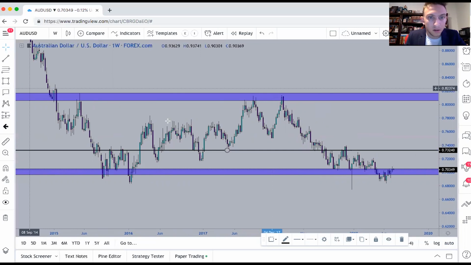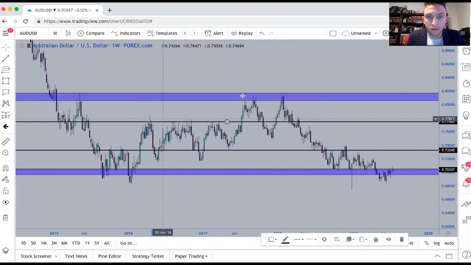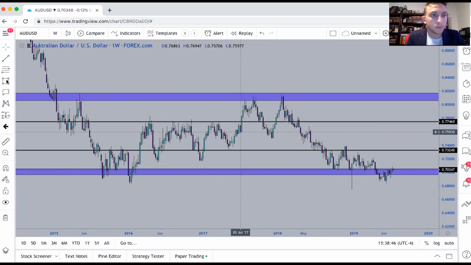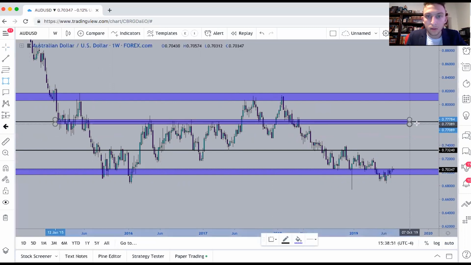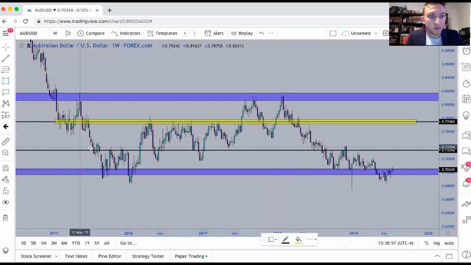So I see here and here. We're going to go ahead and draw our zones based off of this. Like I said, I color code where I found these zones based on the time frame. So yellow is for my weekly time frame.